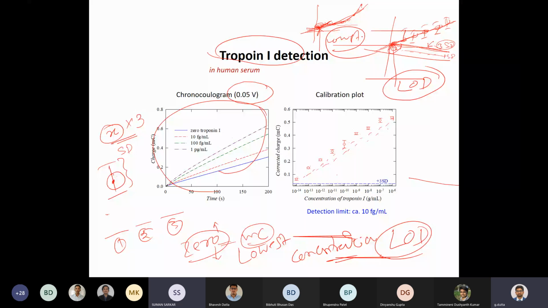Clear, guys? Hello, sir. Tell me. Sir, I have a question. If the line intersects the three standard deviation line at a negative concentration, then what? Here? Yes, here. Then that is not really possible, right?